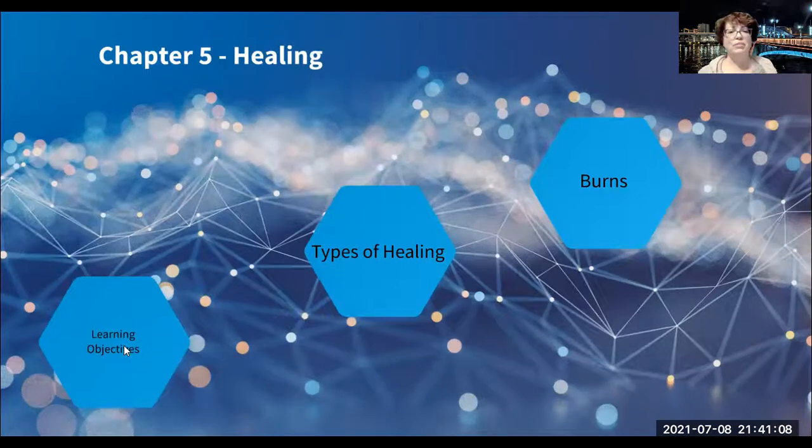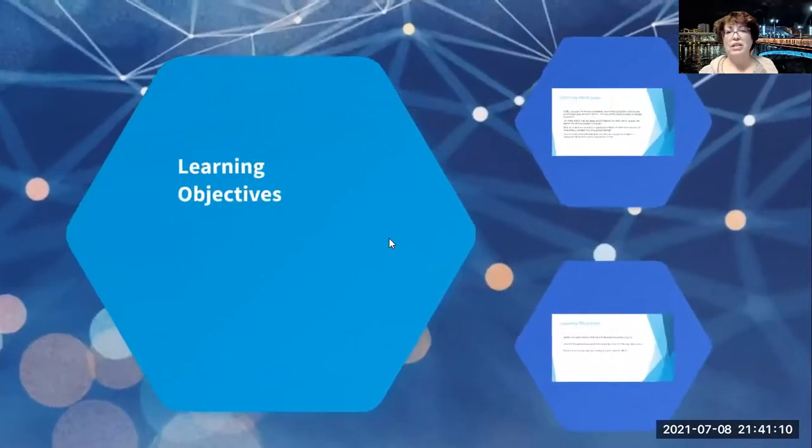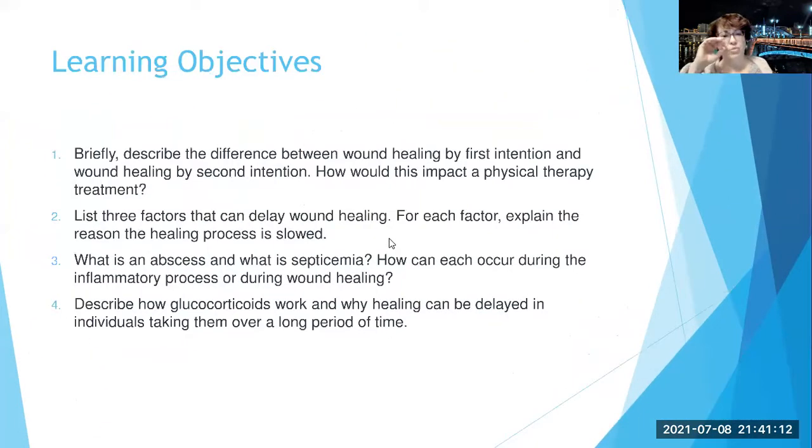So the learning objectives for this section, I divided it up into the ones having to do with healing and the ones having to do with burns. So for the learning objectives for healing, I want you to briefly be able to describe the difference between wound healing by first intention and wound healing by second intention, and how this would impact a physical therapy treatment. So we'll talk about that.